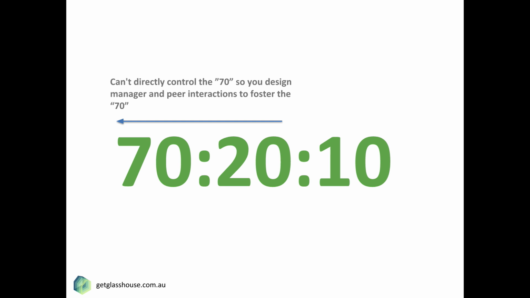Now, what do I mean by designing the 70? In actual fact, a lot of people sit there and say, actually, this is one of those things a little bit like teaching creativity. You can't actually directly do it. Well, you can. What you might not have is direct control over the 70, so you need to build the conditions around the workplace and managers' involvement and peer involvement to really foster what's actually happening in the 70.